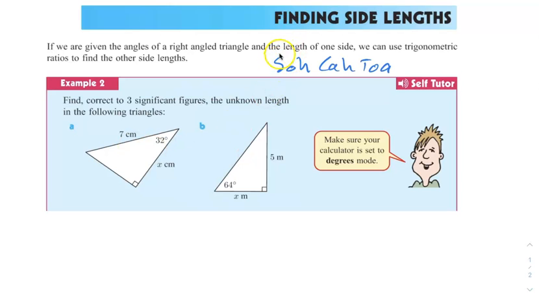Remember, SOHCAHTOA: S stands for sine, and that's opposite over hypotenuse. C stands for cosine, and that's adjacent over hypotenuse. And T stands for TOA, tan, opposite over adjacent. So that lets us know what sides of the triangle we have.